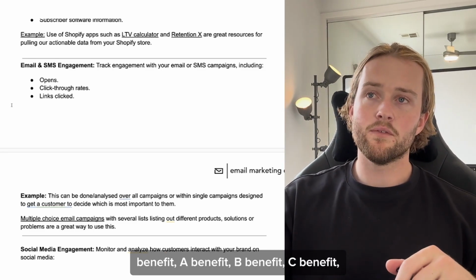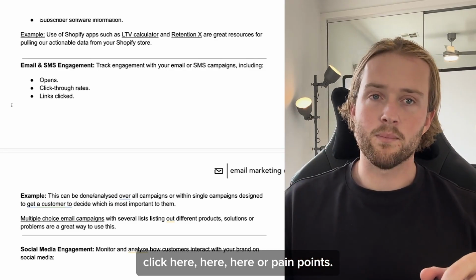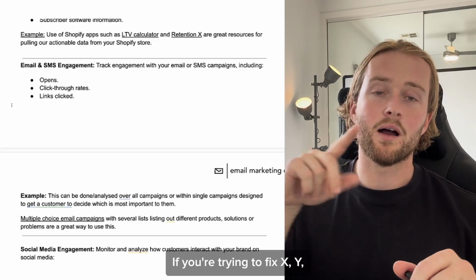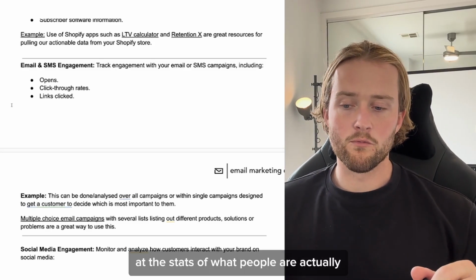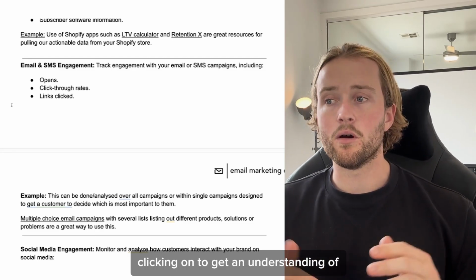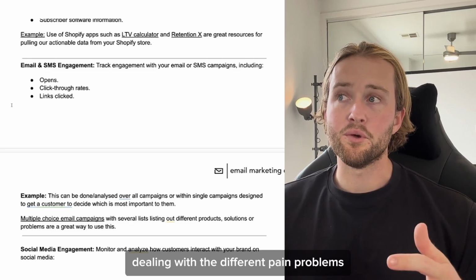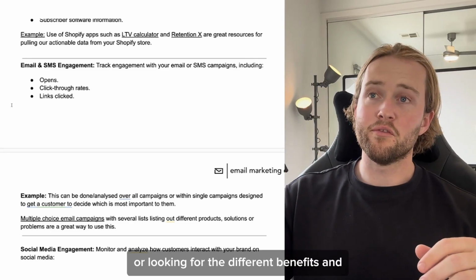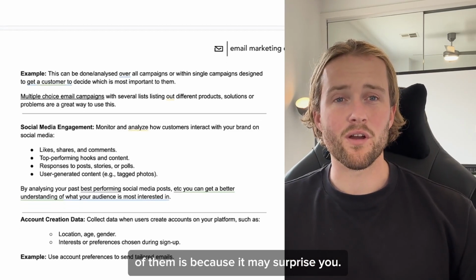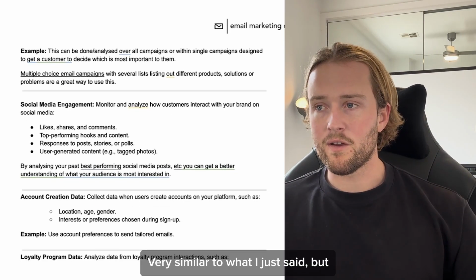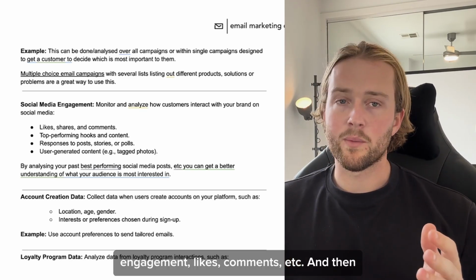Like if you're looking for X benefit, A benefit, B benefit, C benefit, click here, here, or here. Or pain points. If you're trying to fix X, Y, Z, click here, here, or here. By doing this, you'll be able to look at the stats of what people are actually clicking on to understand how many people within your list are actually dealing with the different pain points or looking for the different benefits, and what the percentage split between each of them is, because it may surprise you. Next, social media engagement, very similar to what I just said, but just looking at what's getting the most engagement, likes, comments, etc.